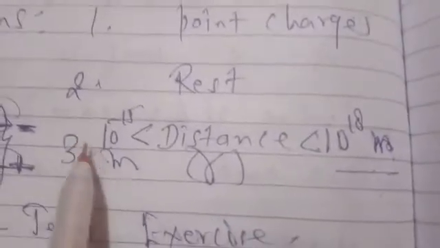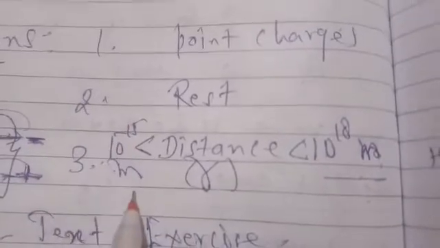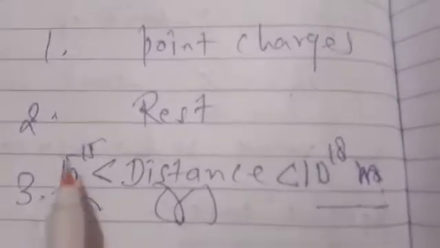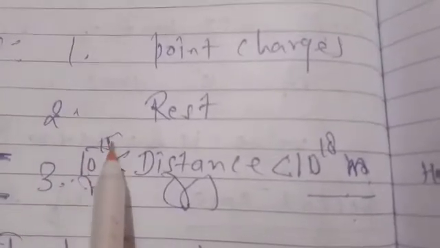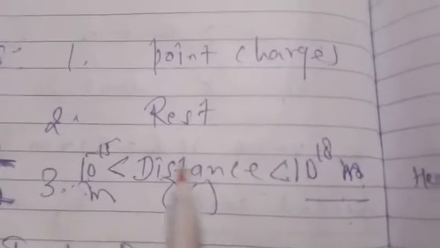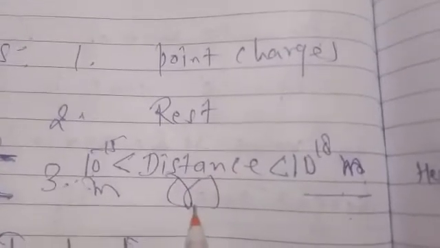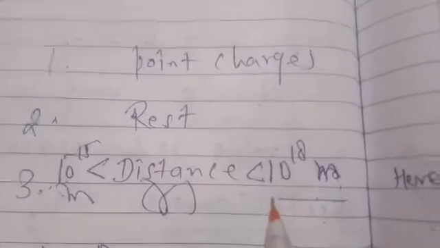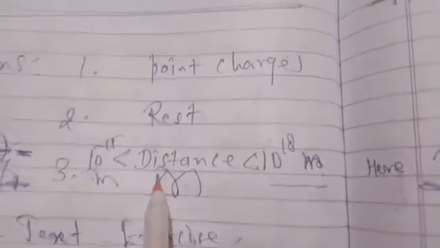It is given that it should be greater than 10 raised to power minus 15 meter and less than 10 raised to power 18 meter. As you all know, this is the nuclear distance, the radius of the nucleus. Then the distance between two charges is much higher than the radius of the nucleus, up to 10 raised to power 18 meter. In these conditions only we can apply the Coulomb's law, because Coulomb's law cannot be applied everywhere. It has certain limitations, and that we have discussed already.